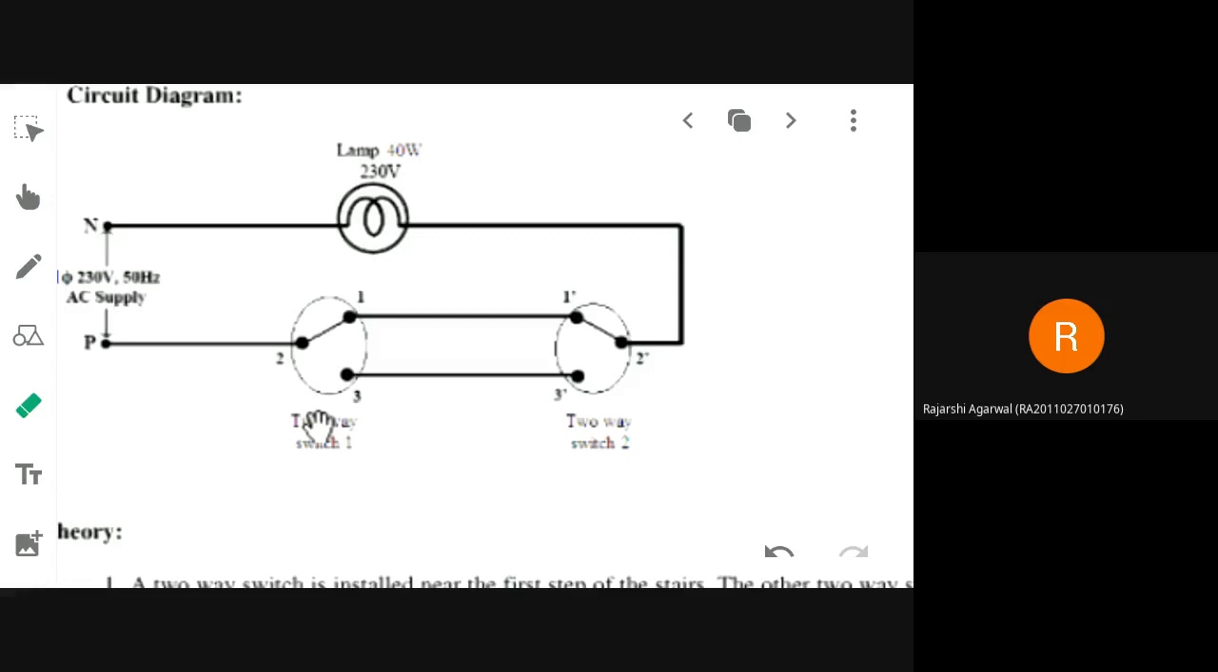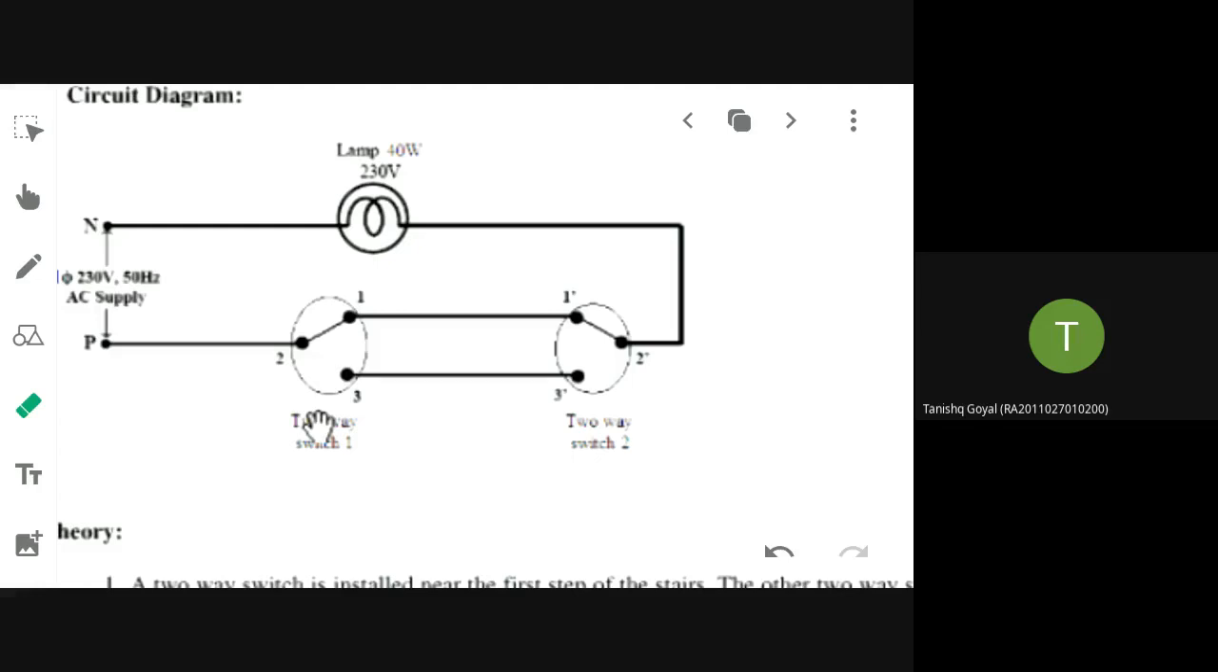What is staircase wiring? Operating a particular load. The load may be any load. It may be a tube light or it may be a fan or it may be a bulb. You want to operate the same load from two different places. That is called as what type of wiring? Staircase wiring. So how will you define staircase wiring?